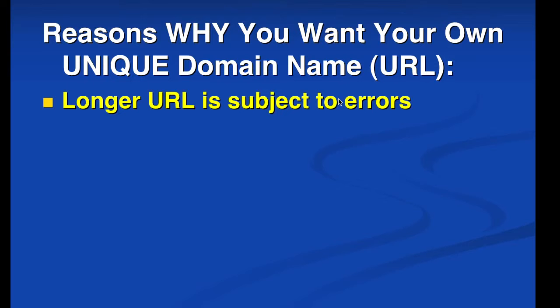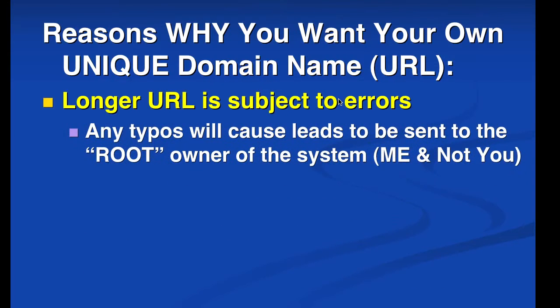First of all, the longer URL is always going to be subject to errors, okay? It's always going to be subject to typos that will cause leads to be sent to the root owner of the system, meaning me and not you. I see this all the time. People, when they're doing their own marketing and promoting online, put a typo in their own longer URL or username, and it ends up sending their leads to me. If you forget to capitalize something, or you use an L instead of an I, or some other typo like that, it's going to cause leads to be sent to the root owner of the system. That's me and not you.